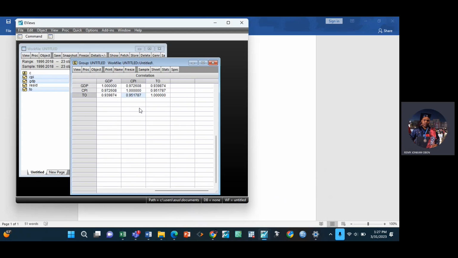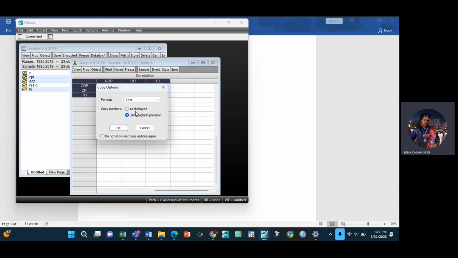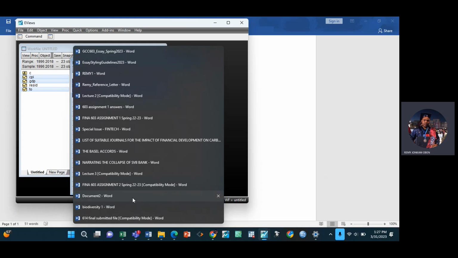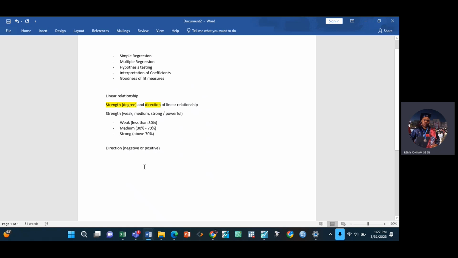Okay. Now, how do we interpret that? I will copy this data and just paste it so we can interpret it together. I decided to do everything today from scratch. I want to make sure you know everything, because most probably at some point we'll be done with regression and we'll start doing other things like panel data and time series data.